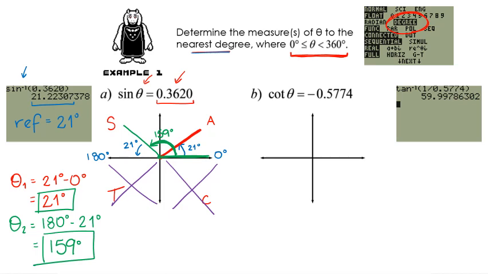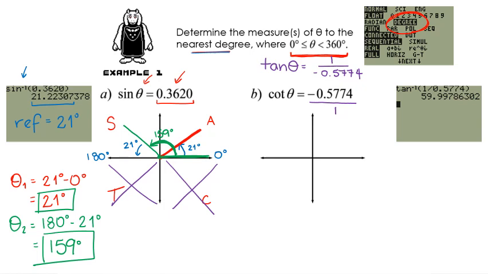For B, we've got cotan theta is equal to negative 0.5774. Now, cotan is the reciprocal of tan, so I'm just going to rewrite this as tan theta. And if cotan theta is negative 0.5774 over 1, to get it back to tan, we just have to take the reciprocal of this fraction. So it's just going to end up becoming 1 over negative 0.5774.